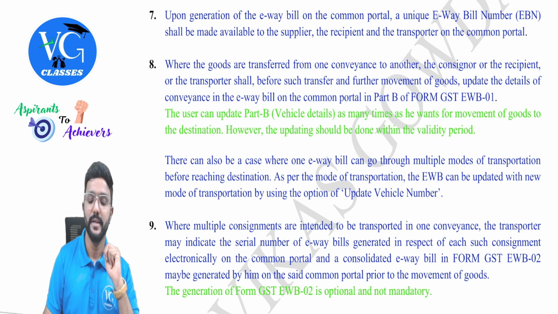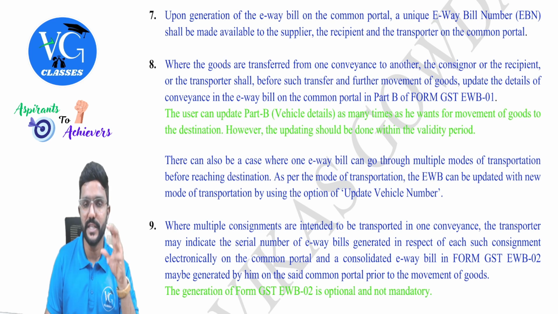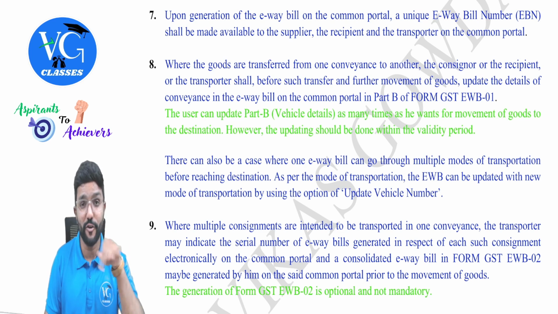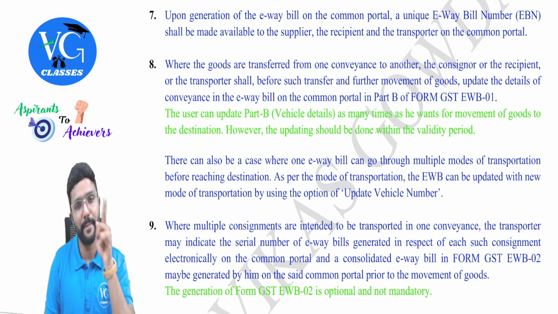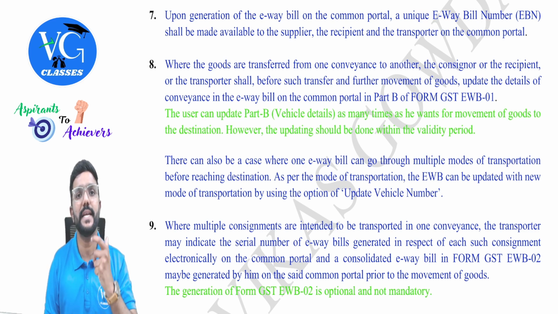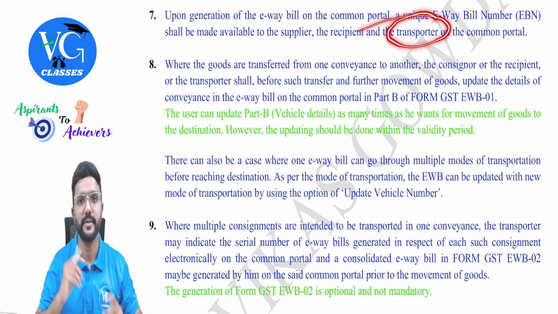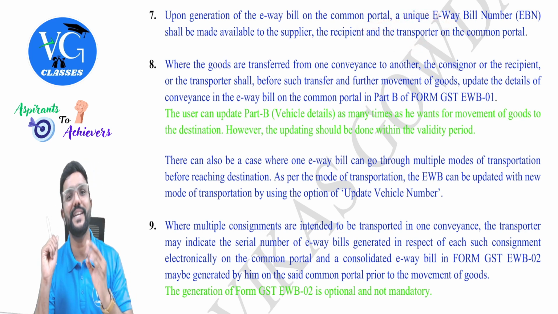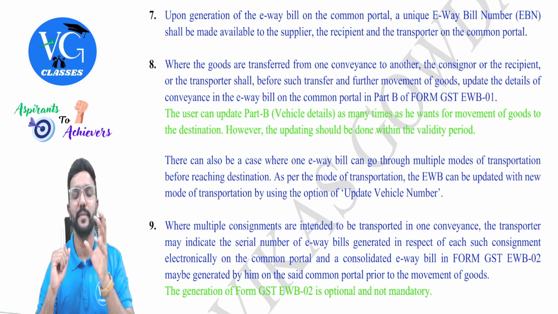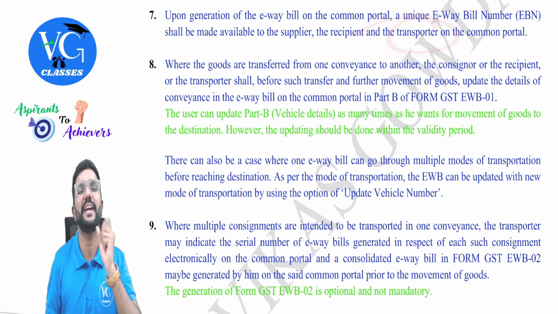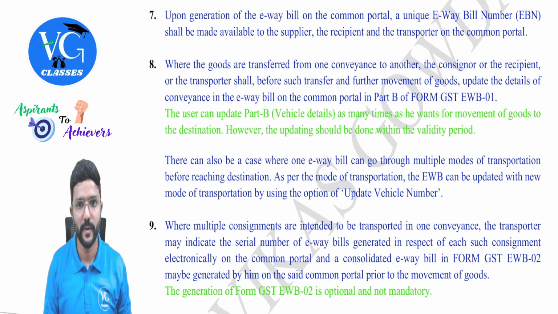Okay, sir. Yes. So normally what happens? The supplier will generate the e-way bill, give the details of the goods in part A, update it, and he will share the e-way bill number with the transporter. And the transporter will update the vehicle details in part B because he is a better person to know the vehicle details and all. Got it?